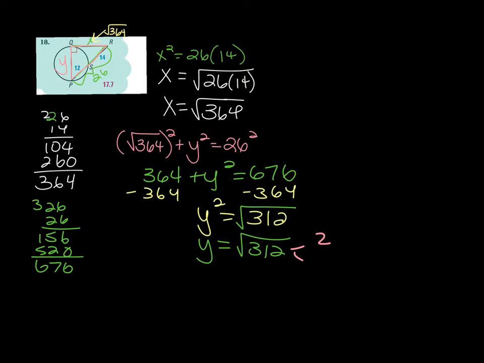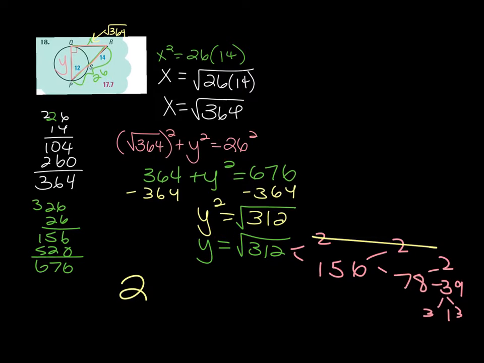So this would be 2, 156, 2, 78, 2, 39, 3, and 13. So it's going to stay as there's one pair of 2's, 2 root 78.